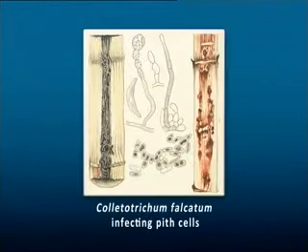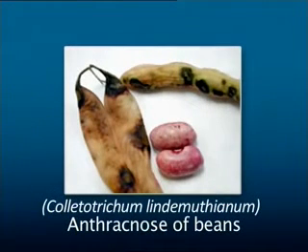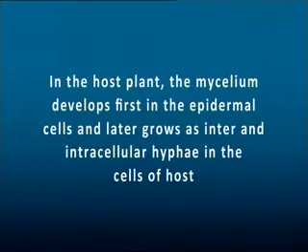In Colletotrichum falcatum, the mycelium is found in the parenchymatous cells of the pith. In case of Colletotrichum lindemuthianum, which causes anthracnose of bean, the mycelium is localized in the lesions only. In the beginning, mycelium is hyaline but turns dark at maturity. Cell contents also become denser and thicker with the age of the hyphae. In the host plant, the mycelium develops first in the epidermal cells and later grows as inter- and intracellular hyphae in the cells of the host.